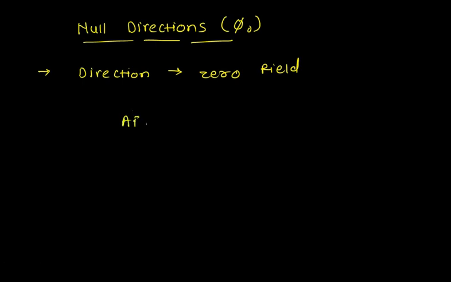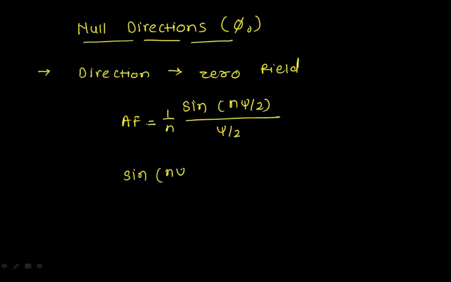I'll talk in terms of the array factor, which is 1 by n sine of n psi by 2 divided by psi by 2. We have seen the expression of the array factor. If I'm saying that the field is 0 in this direction, then the array factor is 0. The array factor will be 0 when the numerator is 0 but the denominator is not 0. So my sine of n psi by 2 must be 0, but sine of psi by 2 must not be 0.